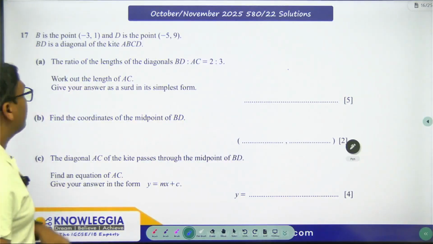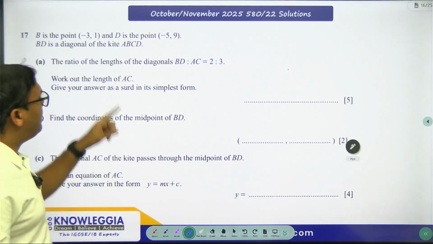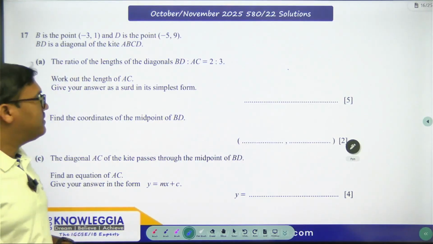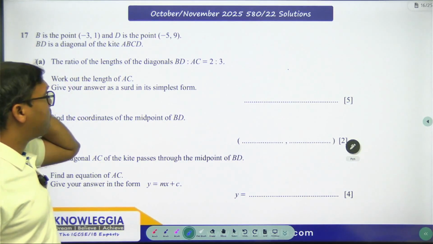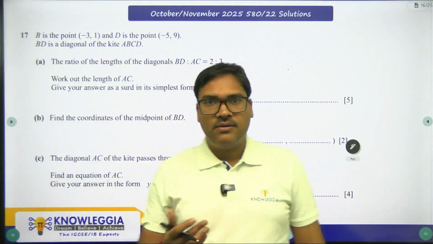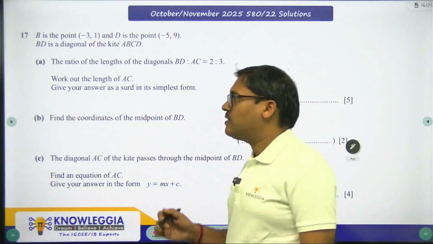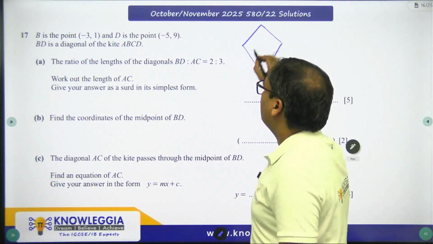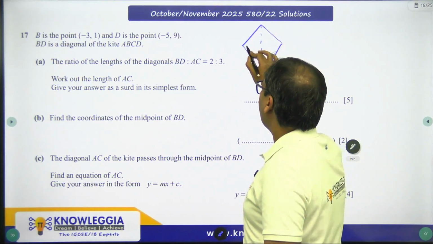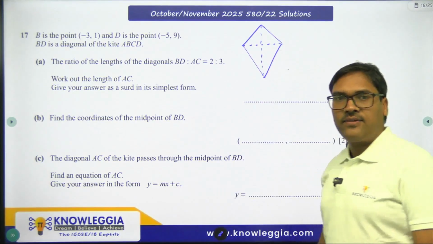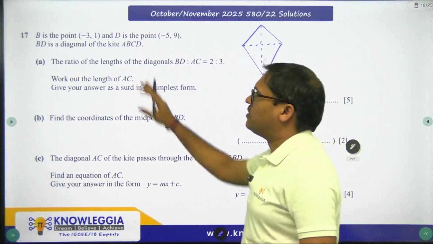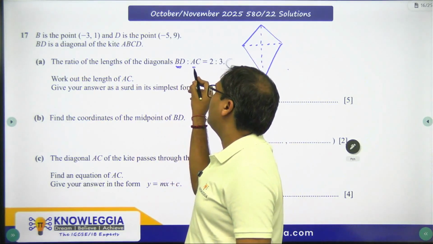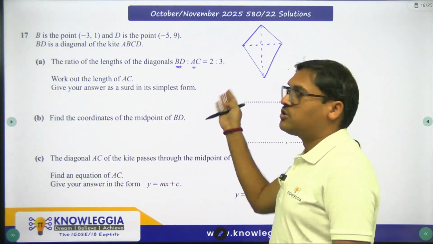Now the next question is, B is the point (-3, 1) and D is the point (-5, 9), and BD is the diagonal of kite ABCD. Now here the problem is we don't know which diagonal is the smaller or the larger one. But in the next part we can see the ratio of the length of diagonal BD to AC is 2:3. That means BD will be the smaller diagonal.